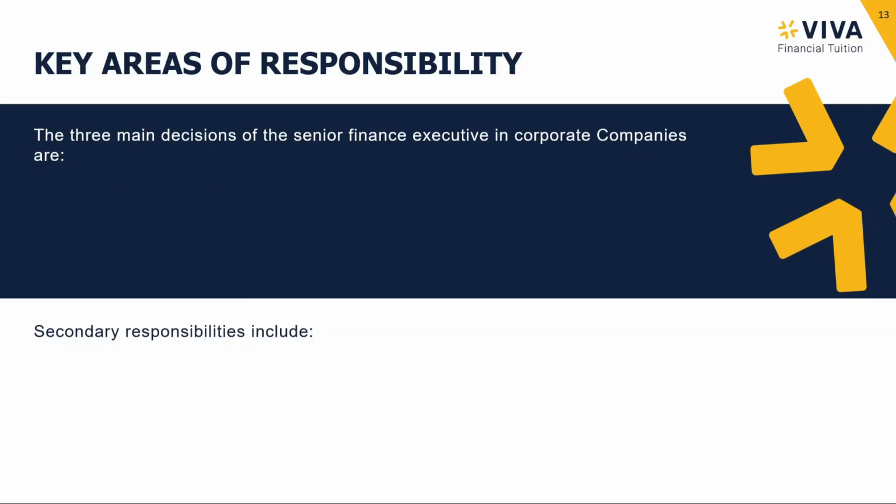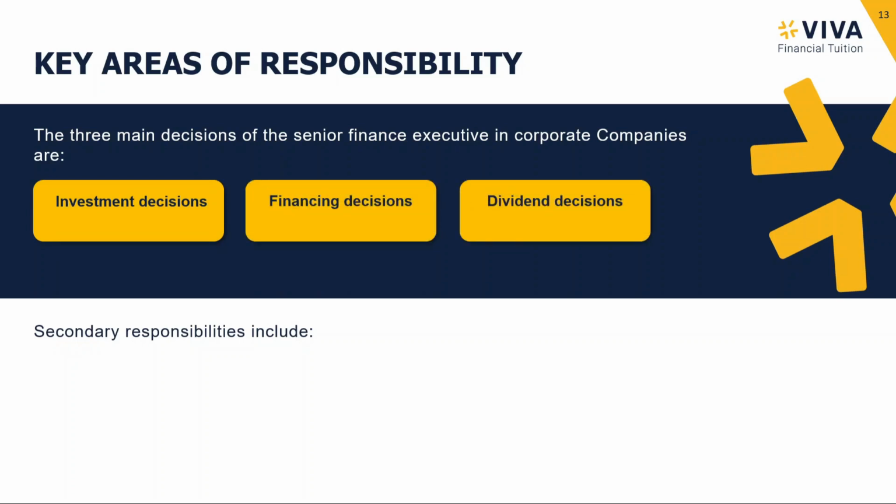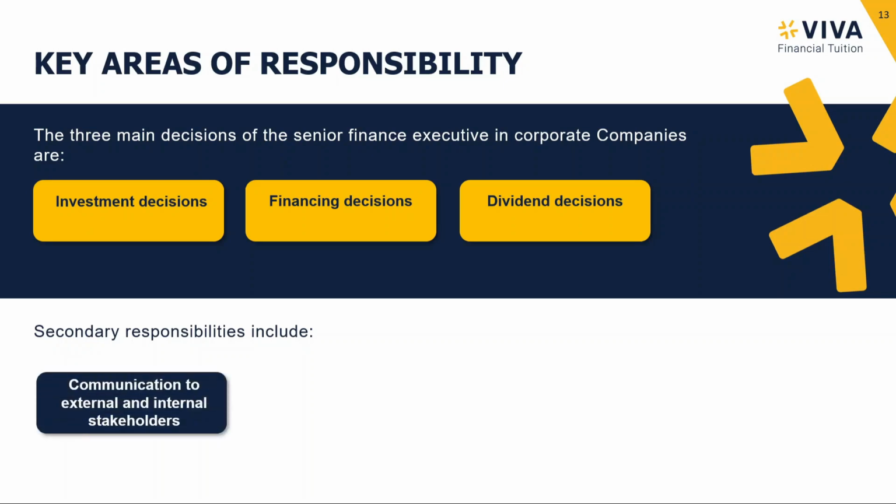In terms of the three main decisions made by the senior finance executive or manager in many corporate companies, we can group these into investment decisions, financing decisions, and dividend decisions. And we'll explore each of these in more detail because these are the three crucial decisions that form the basis of AFM. Secondary responsibilities include the communication to a number of different stakeholders in the business, be they external, outside the business, or internal, inside the business.